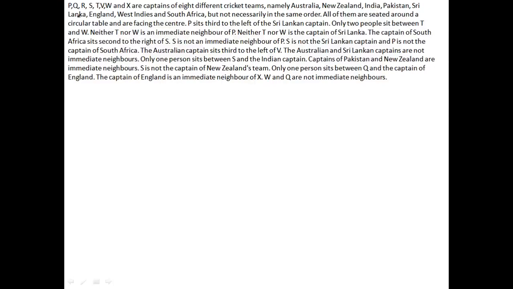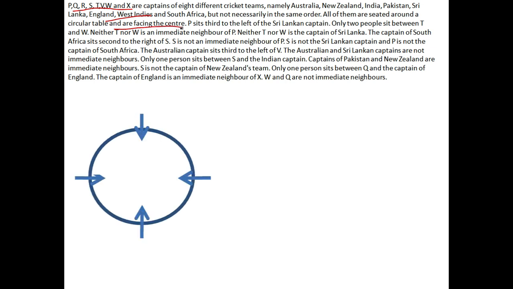Hello students, let's start with this question. This is one of the questions on circular sitting arrangement, where there are 8 persons who are the captains of 8 different countries, sitting around a circular table and facing toward the center. So let's first draw the circle here and draw the 8 persons here. Okay, we draw the 8 persons here.